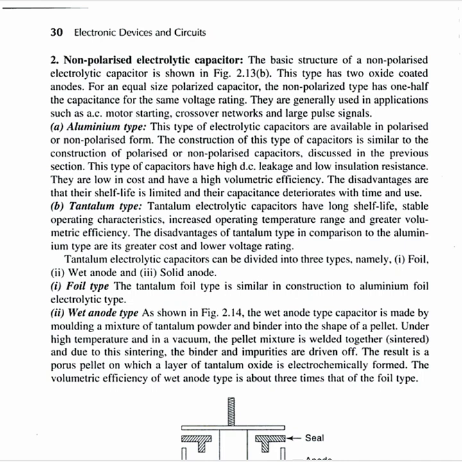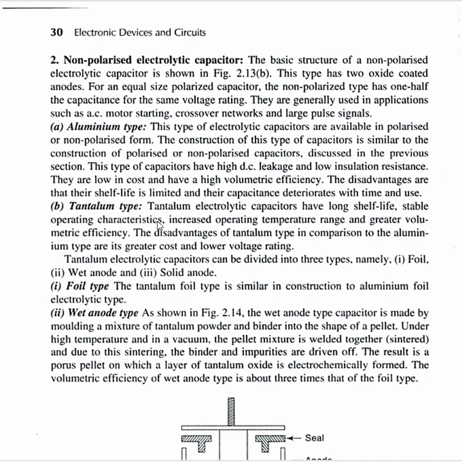Aluminum type. This type of electrolytic capacitor is available in polarized or non-polarized form. The construction of this type of capacitor is similar to the construction of the polarized or non-polarized capacitor. This type of capacitor has high DC leakage and low insulation resistance. They are low in cost and have a high volumetric efficiency. The disadvantages are that the shelf life is limited and the capacitance deteriorates with time and use.